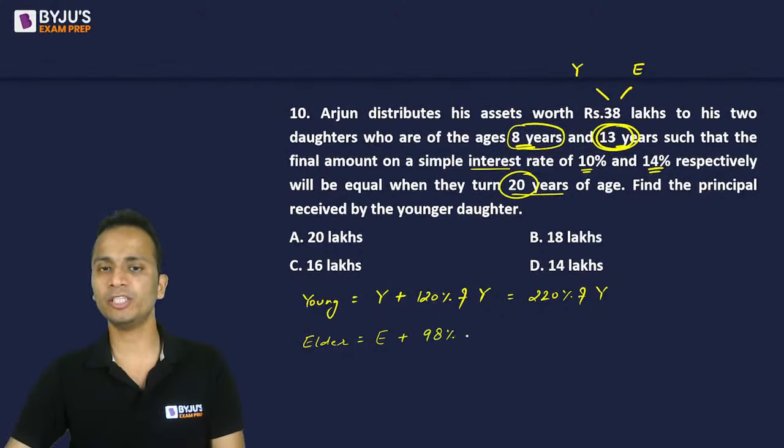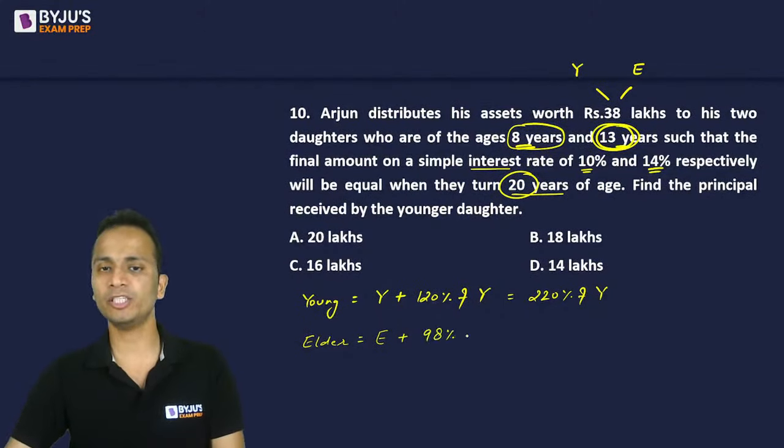So they both have got equal money, so I can equate it. 220 percentage of Y will be equal to 198 percentage of E. So the value of y upon e can be written as 198 divided by 220.